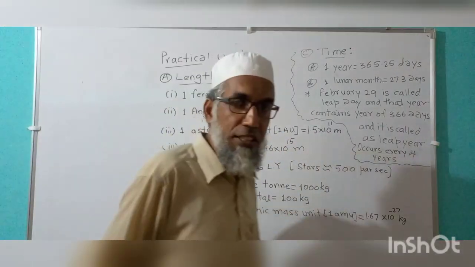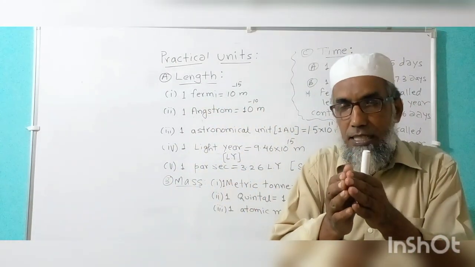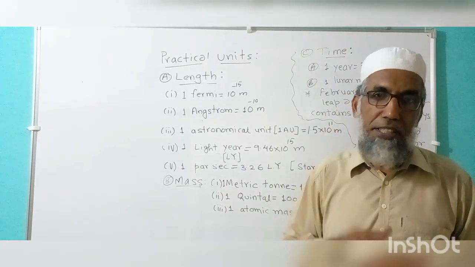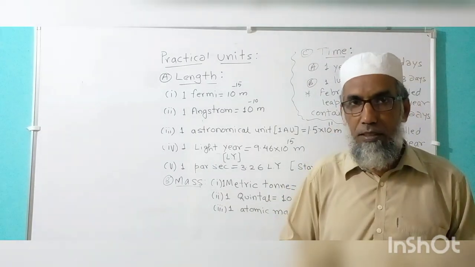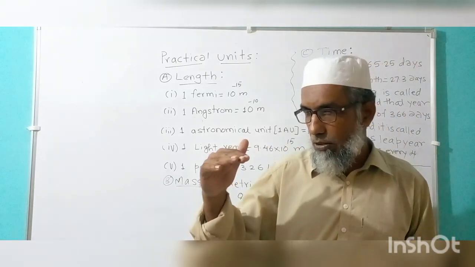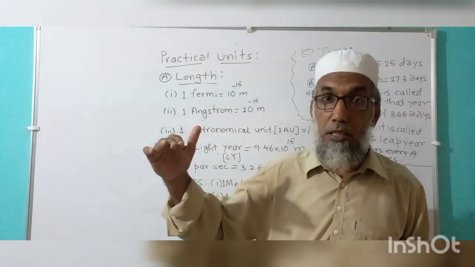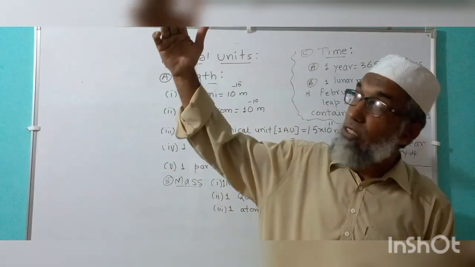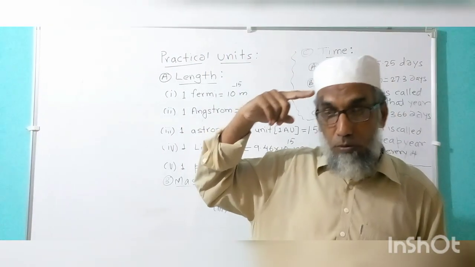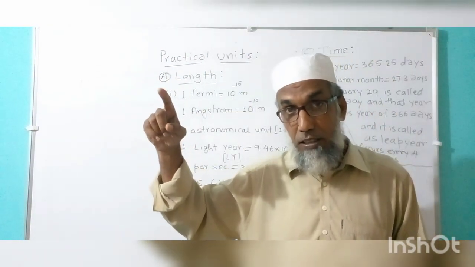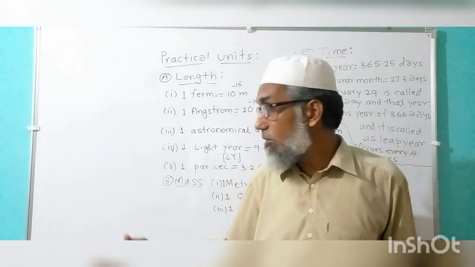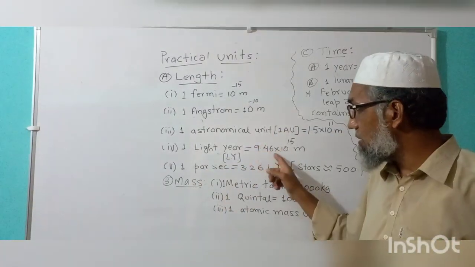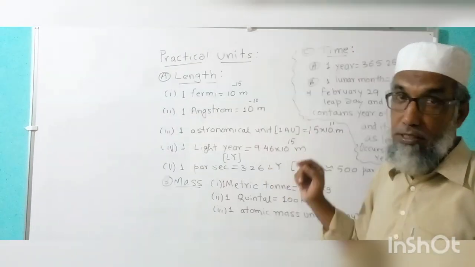So what is light year? Light year means the distance traveled by the light during one solar year. If light goes on and on for 1 year, how much distance will light travel? In 1 year, that much long distance is known as one light year, and it comes to be 9.46 into 10 to the power of 15 meter.